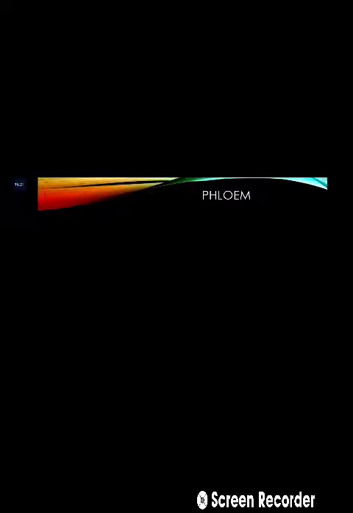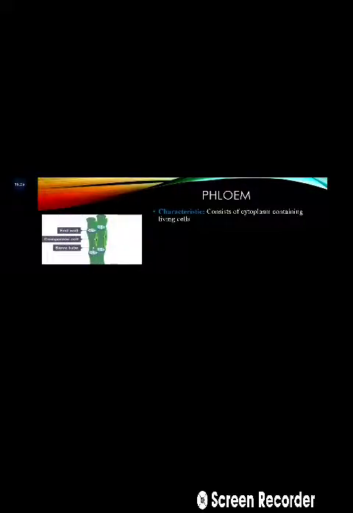The second type of permanent plant tissue is phloem. It consists of cytoplasm containing living cells. This again is made up of 4 different types of cells. One is the sieve tube and the companion cell, as you can see in this picture. See, this is the sieve structure, one sieve, second sieve, and this is the tube. So this is called the sieve tube. The cell with the nucleus is known as the companion cell.